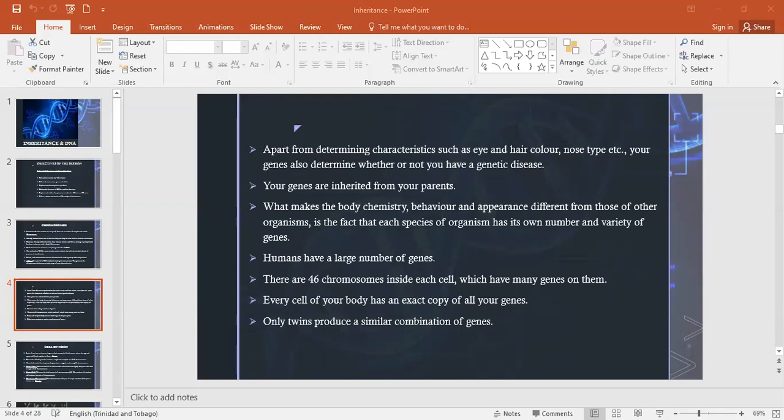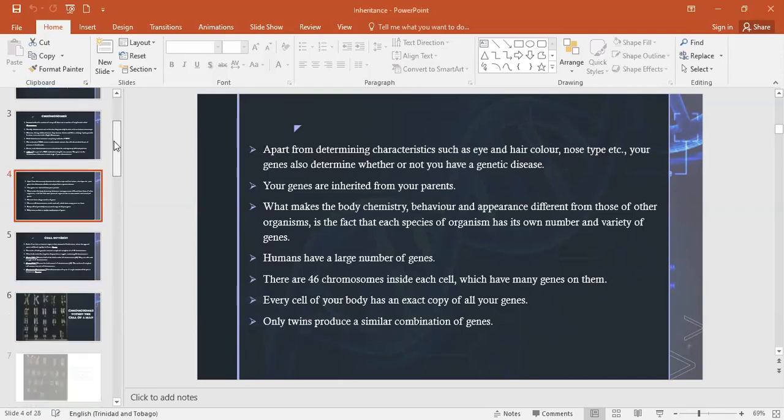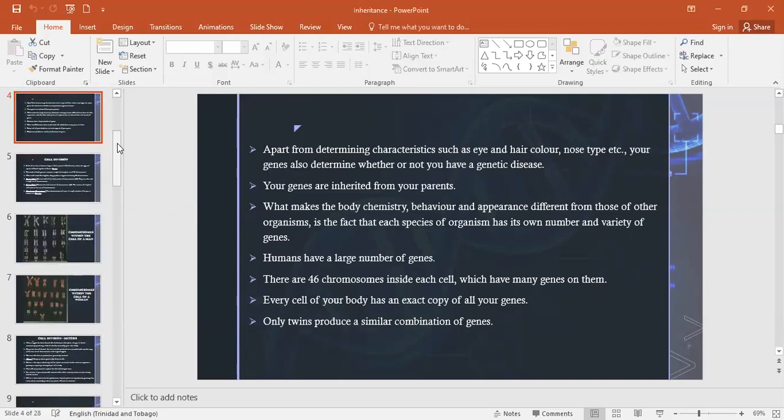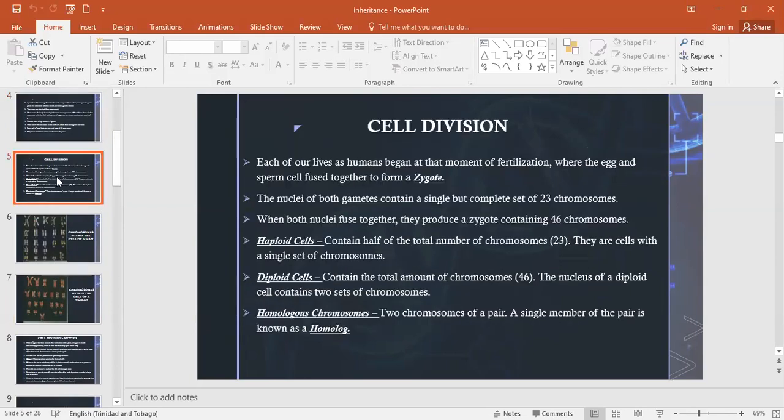Twins would have a similar combination of genes, yet it's different. Hence the reason you would have many similar behavioral patterns, but it won't necessarily be really identical. Even identical twins are still different, genetically speaking. So we know about haploid cells.